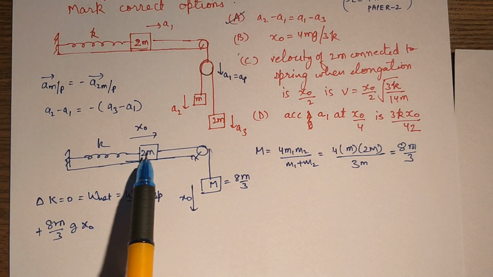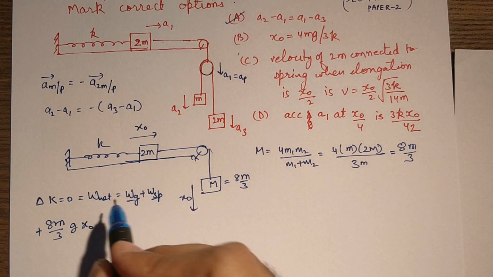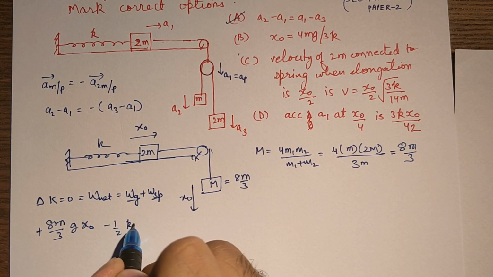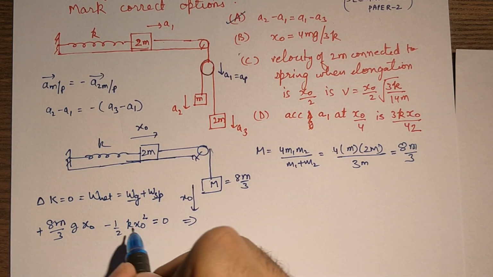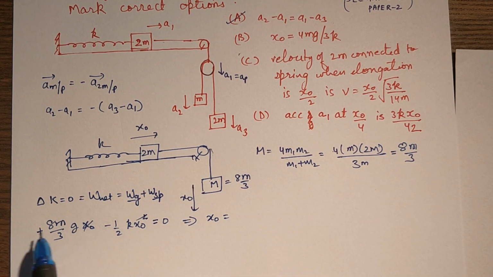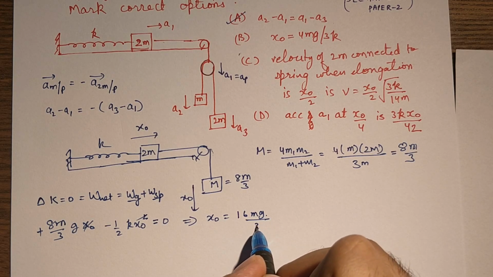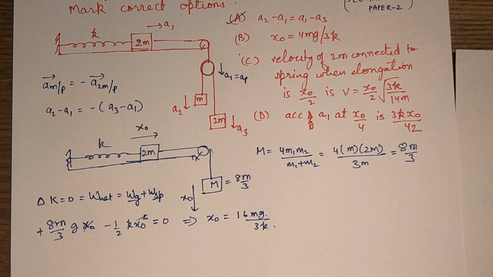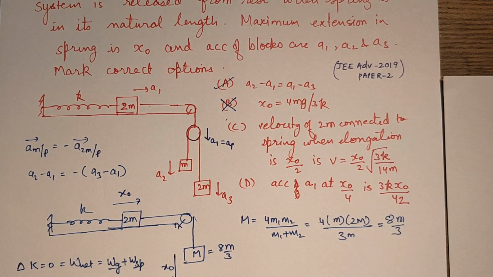Work done by spring force will be negative because displacement is rightwards and spring force is leftwards. So this will be minus half k x naught square, and this will be equal to 0. On solving, this x naught comes out to be 16 mg by 3k, which is different from option B. So therefore option B will be incorrect.